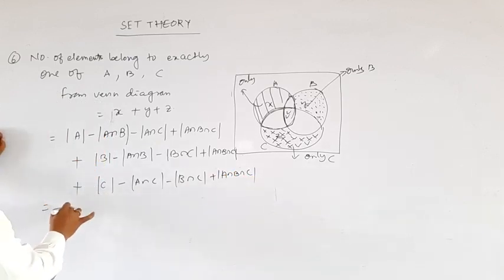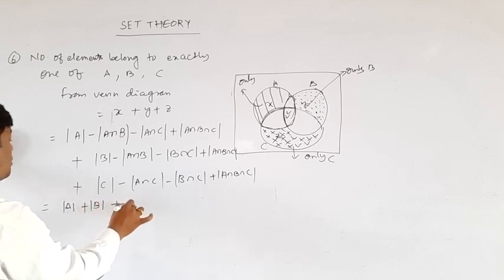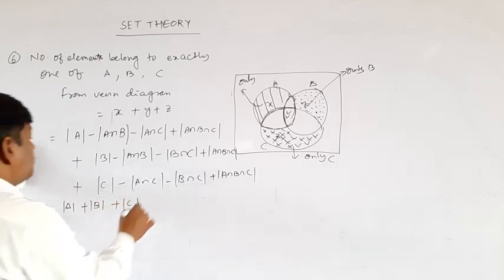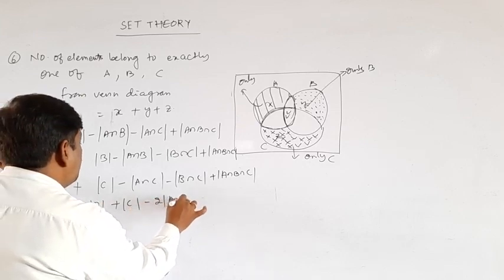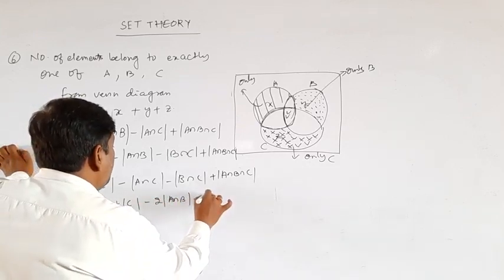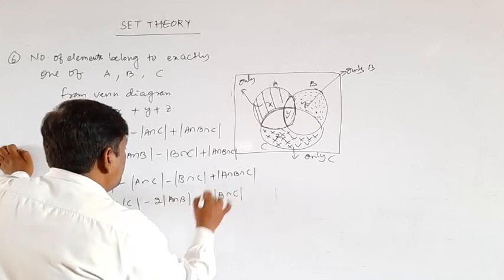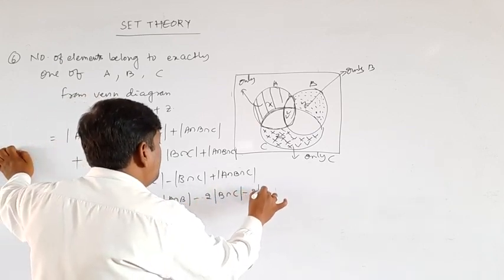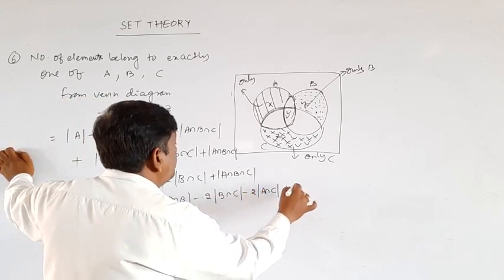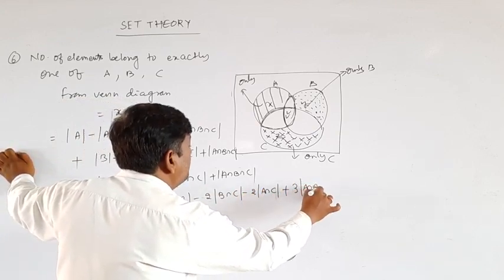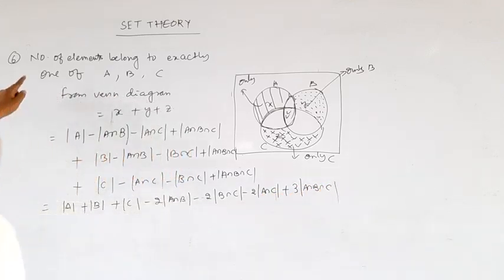Now calculating this and arranging this. This is equal to cardinality of A plus cardinality of B plus cardinality of C, minus 2 into cardinality of A intersection B, minus cardinality of B intersection C, minus 2 into cardinality of A intersection C, plus 3 into cardinality of A intersection B intersection C. This is the number of elements which belong to exactly one of the sets A, B and C.